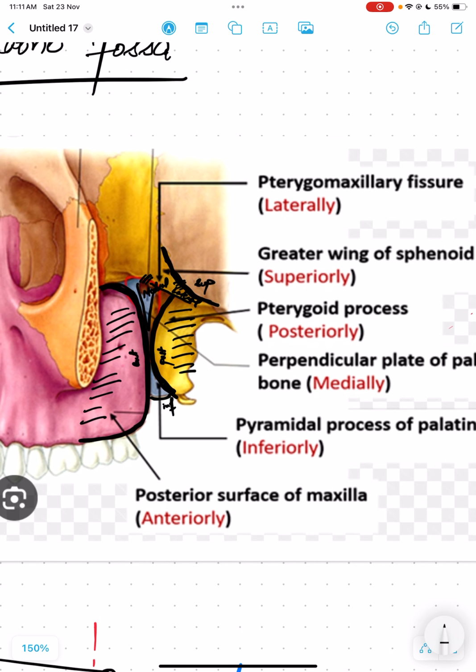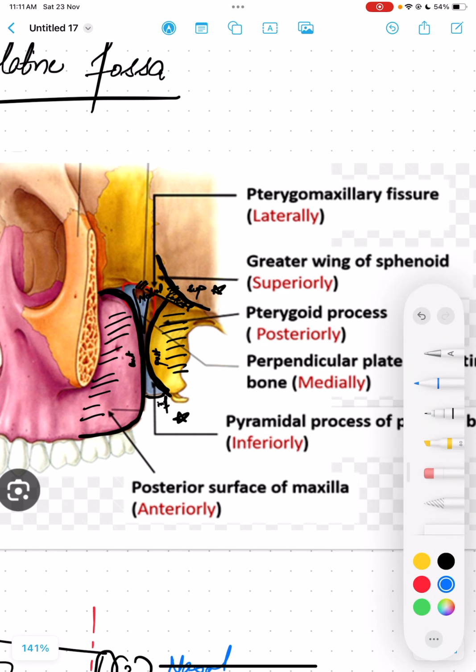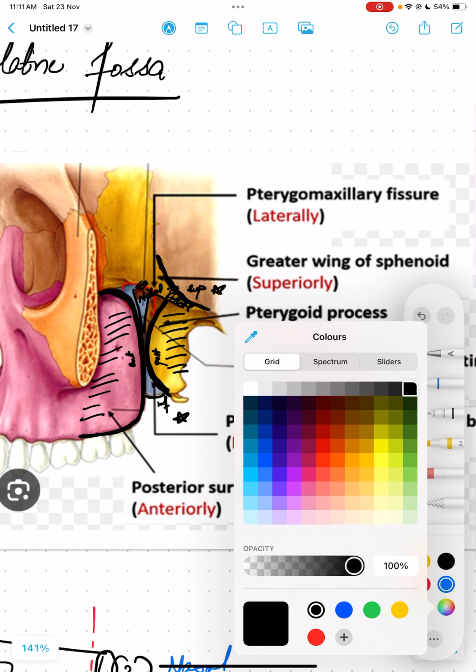So superiorly and inferiorly: superiorly we have the greater wing of the sphenoid, and inferiorly we have the pyramidal process of the palatine bone. Let's recall each and everything again.